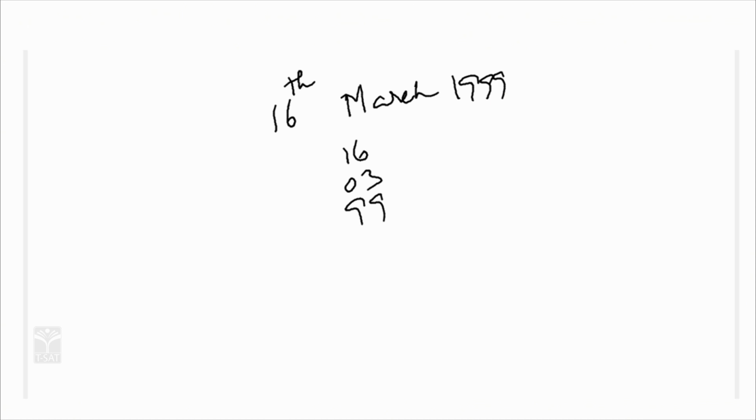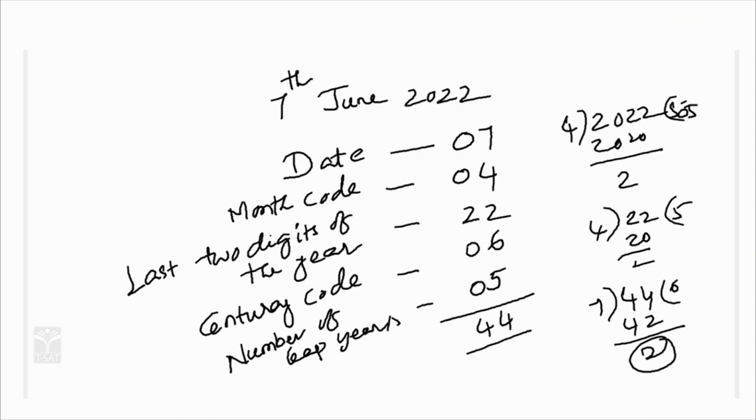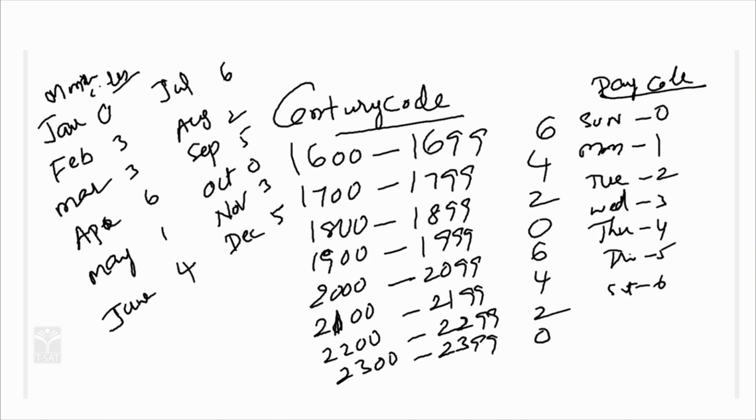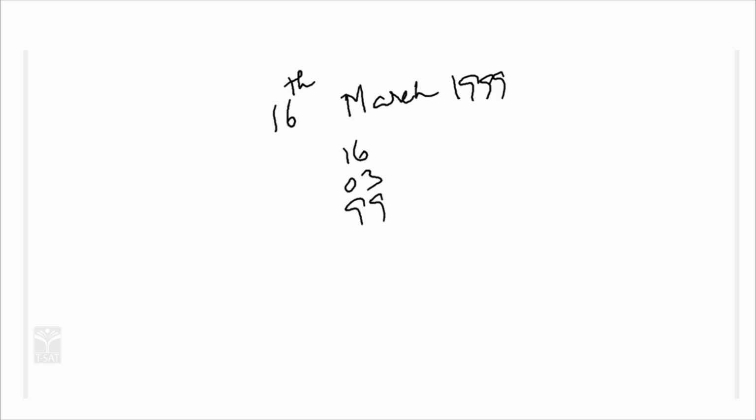So, simply 1900 to 1999 is 0. If we have any doubt, we can check it. The century code is 0, it is very clear. And how many leap years are there here? 1999, the last two digits 99 divided by 4: 4 times 2 is 8, 19, 4 times 4 is 16, 3 is the remainder, means the quotient is 24.